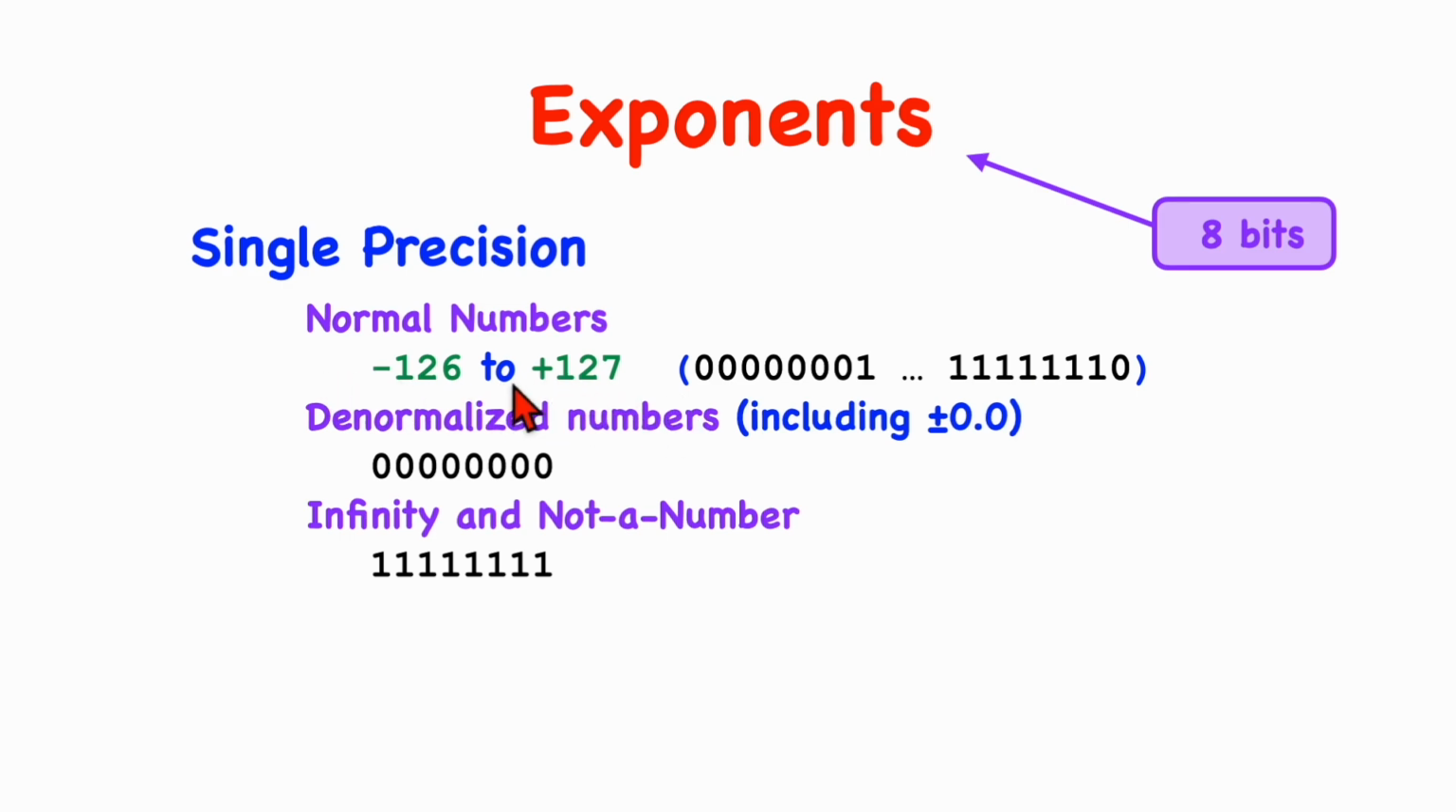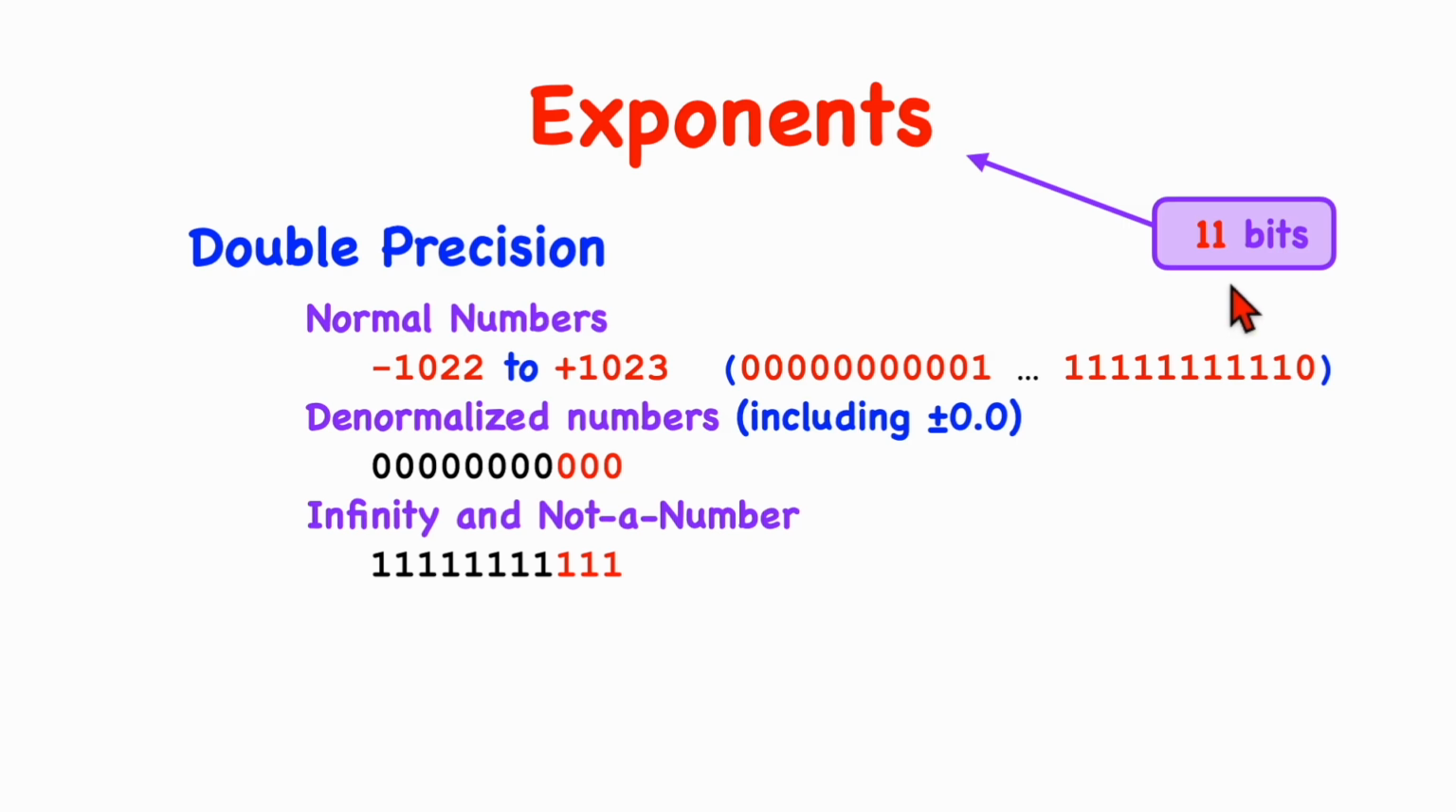Actually, the encoding of these values is not the standard binary encoding, but you can ignore that trivia and just remember that the exponent ranges between minus 126 and 127. If the field is all 0 bits, then that's used for these denormalized numbers, including our zeros. And a field with all ones is used to encode infinities and the not a number values. With double precision, it's the same kind of thing, except our exponent field is 11 bits, and we have a much larger range for our exponents.